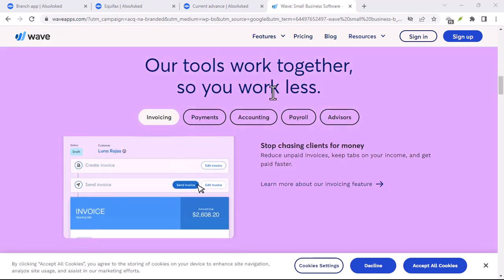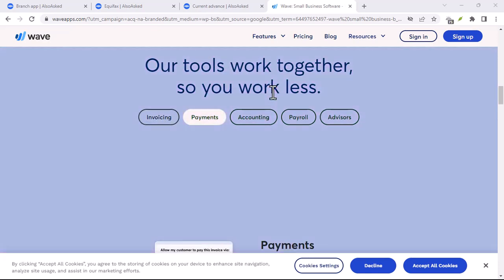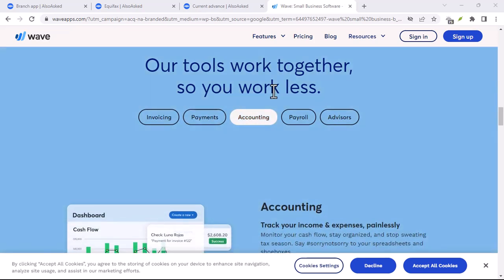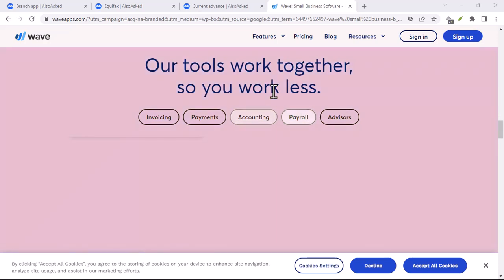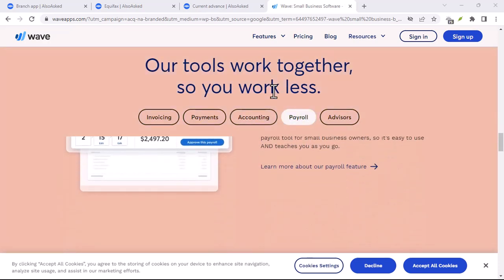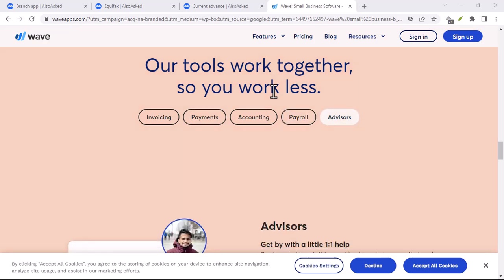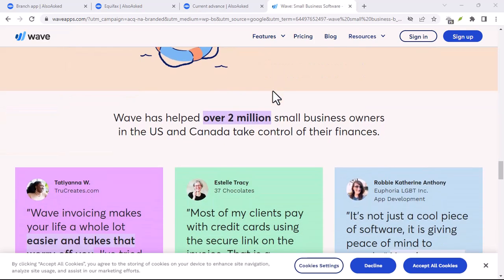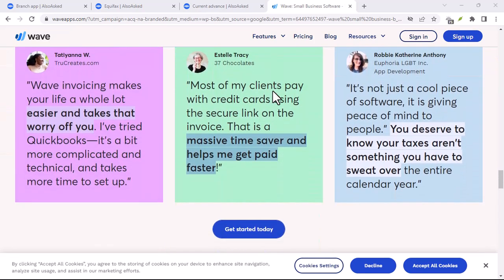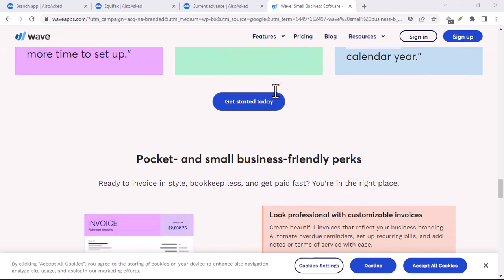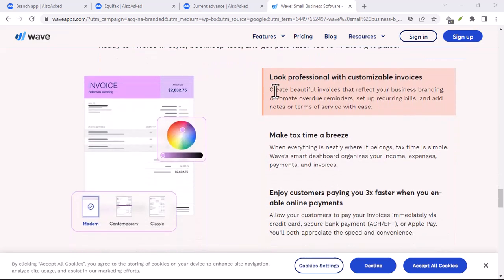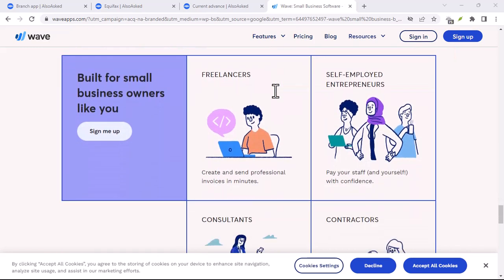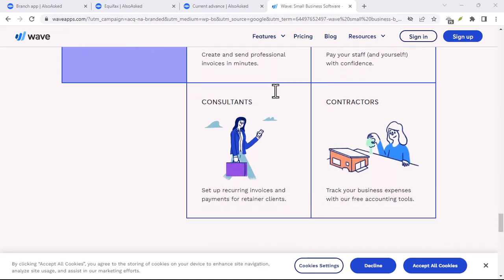But wait, there's more. Multi-factor authentication. Encryption is a great first line of defense, but Wave takes security a step further with multi-factor authentication, MFA. This adds an extra layer of protection when you log into your Wave account. Think of it like a two-step verification process. You enter your username and password, but then you also need a unique code sent to your phone or email to gain access. This extra hurdle makes it much harder for unauthorized individuals to crack into your account, even if they somehow get hold of your login credentials.